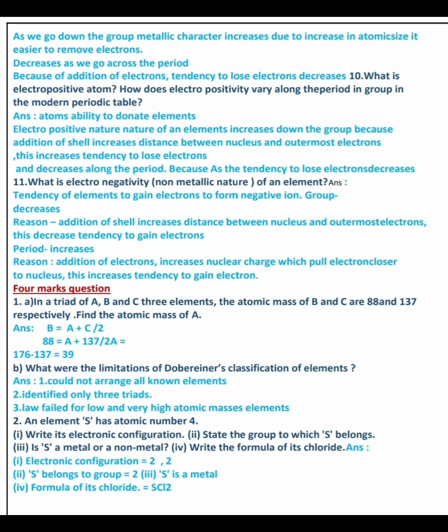These are the four marks questions. So all these are very important questions for the SSLC examination.